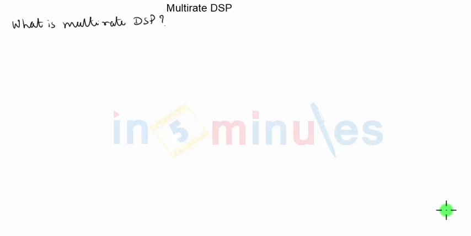To understand what is multi-rate DSP, we will first consider a continuous time signal x of t and discuss the conversion of x of t to a discrete time signal x of n. I'm sure everyone knows that to convert a continuous time signal x of t to a discrete time signal x of n, the process that we require is called sampling. So when you sample the continuous time signal x of t, you convert it to discrete time signal.